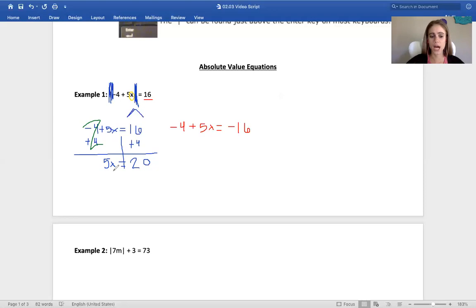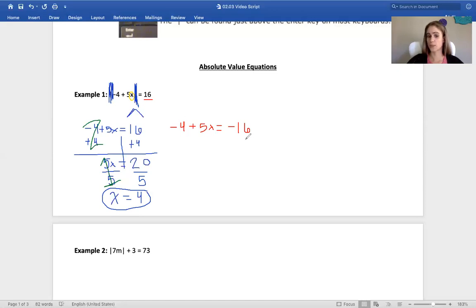Now I see that it's 5 times x. So what's the inverse of multiplication? Yeah, division. So now we're going to divide both sides by 5. Well, 5 divided by 5 is 1. So that helps me know I made the right decision because that simplifies to a coefficient of 1. So I am simply left with a single x. It is isolated. And 20 divided by 5 is 4. So that is one possible answer. If x is equal to 4, it will make that absolute value equation true.